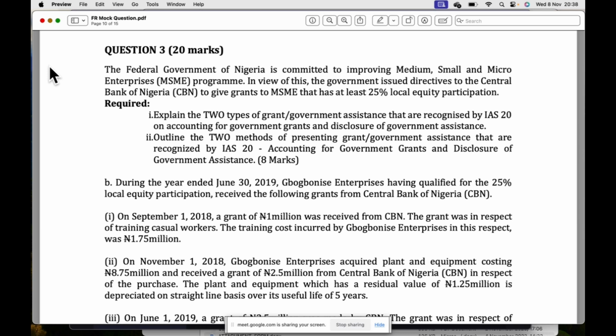Okay, so good evening. Today I want to quickly give you a very short summary, firstly of IAS 20, then a very short summary of IAS 2, and also a summary of blockchain technology. Those are the three things I want to discuss today.